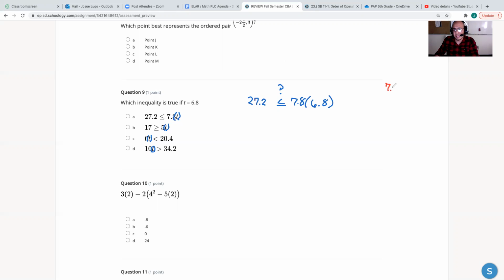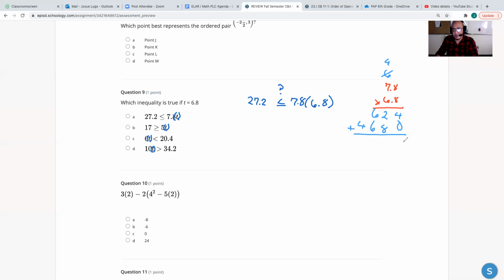We have 7 and 8 tenths times 6 and 8 tenths. And let's go ahead and multiply this together. 8 times 8 is 64. 8 times 7 is 56 plus 6 is 62. We're done with this column. Now 6 times 8 is 48. And 6 times 7 is 42 plus 4 is 46.